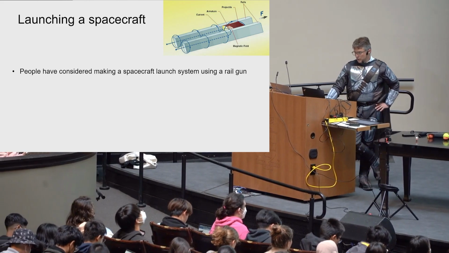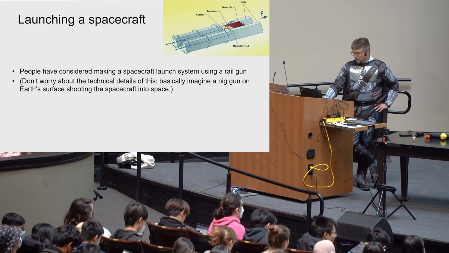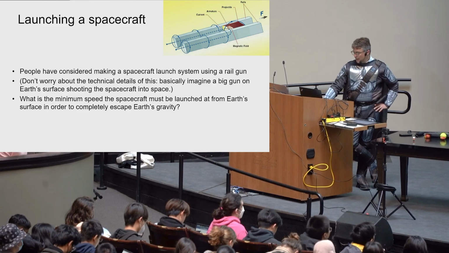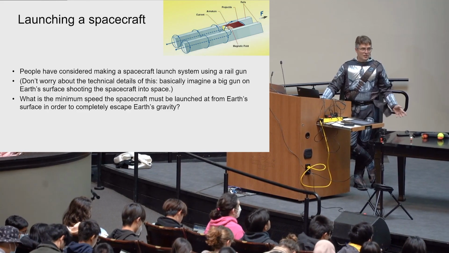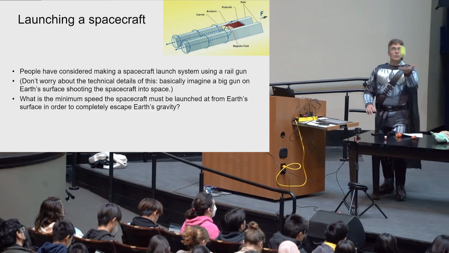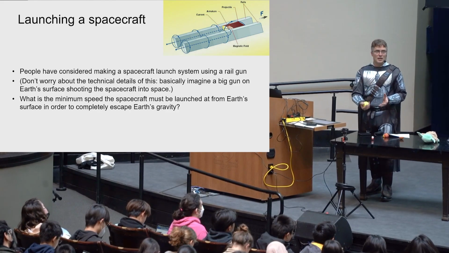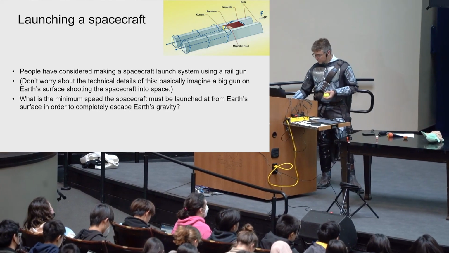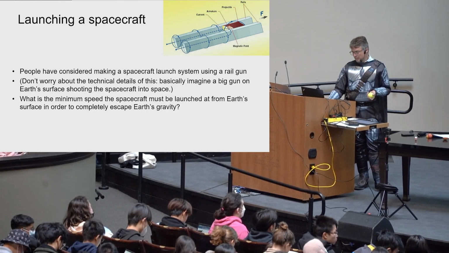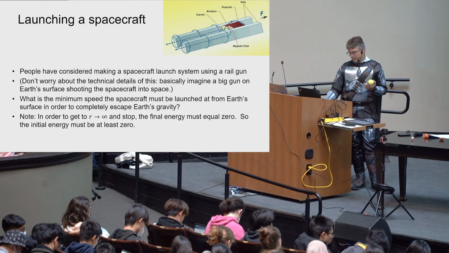Yeah, escape velocity. So people have considered a gun which can shoot an aircraft into space. There is some idea that if there was no air resistance, then we have this law that what goes up must come down. Well, if you have enough kinetic energy or enough velocity, then it'll never come down. So the question is, what is the minimum speed that you have to launch something at the Earth's surface so that it completely escapes Earth's gravity?